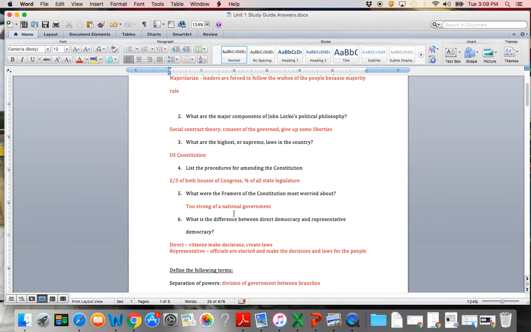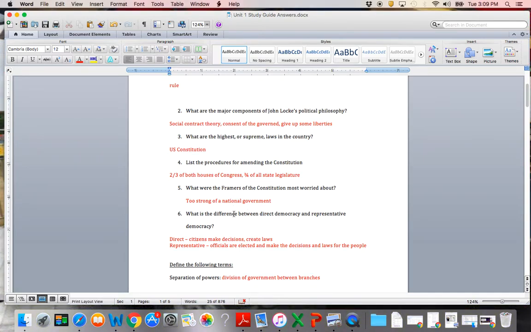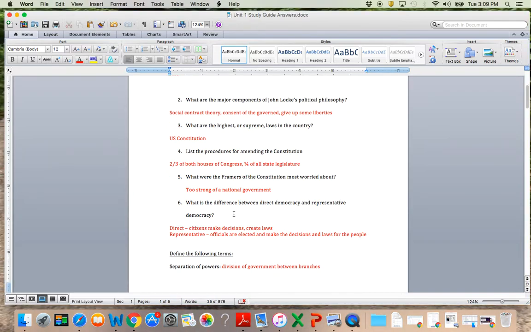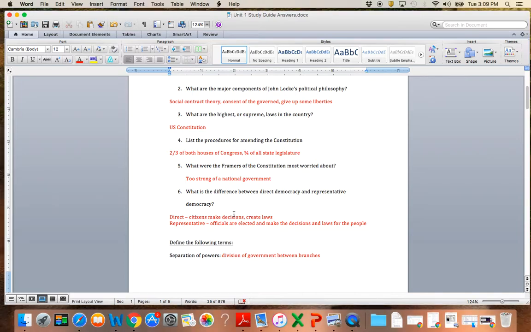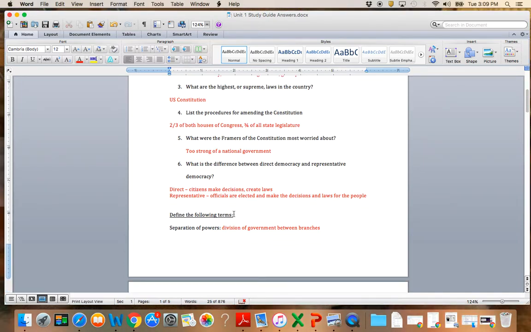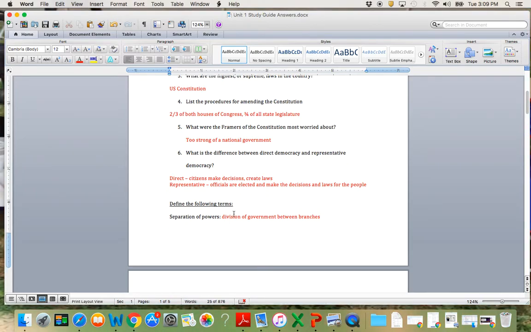The main procedure of amending the Constitution is by proposing an amendment from 2/3 of both houses of Congress, and then 3/4 of all the state legislatures approve of it. This is a form of federalism because it is involving both the states and the federal government. The framers of the Constitution were most worried about a too strong national government. Again, they came from a king who was a tyrant.